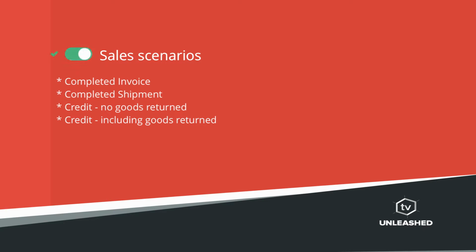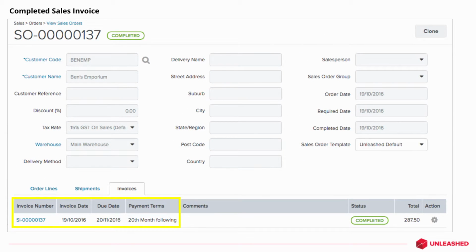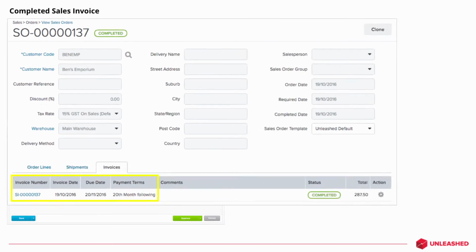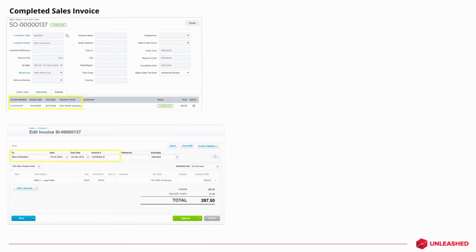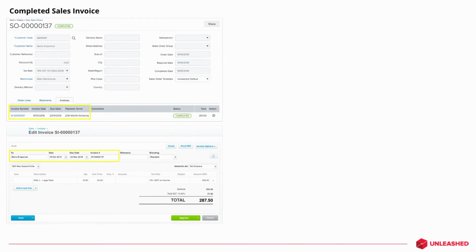Let's look at a few scenarios for sales. A completed invoice in Unleashed will send a draft receivable to Xero. So here we have sales invoice 137 in Unleashed. Please note that the invoice date will be sent to Xero. The payment terms will be used to calculate the due date. So when that is passed to Xero, we will have the receivable for sales invoice 137, including the date and the due date, which was pulled through from Unleashed.